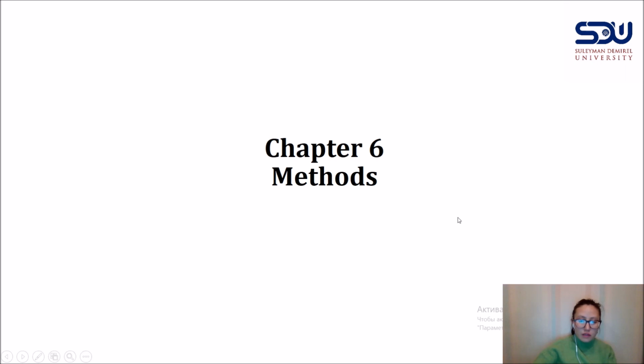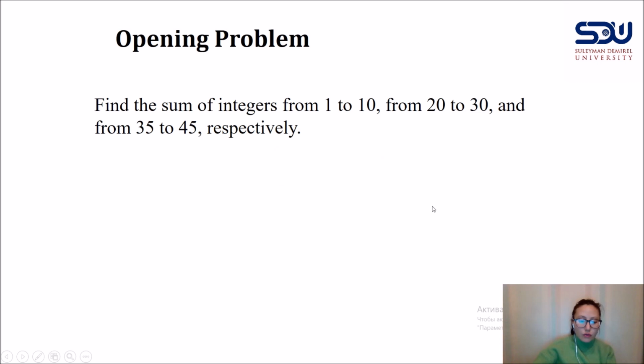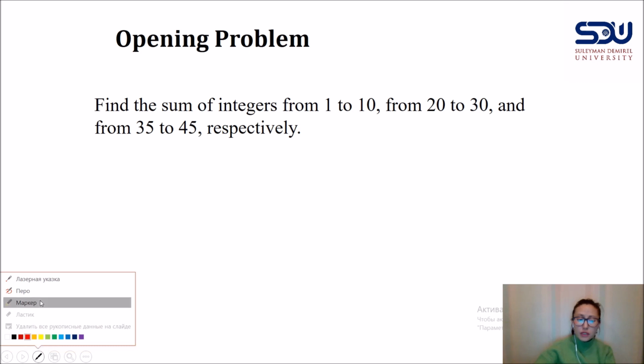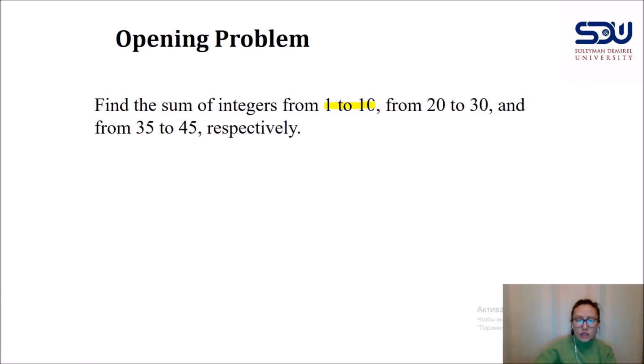Today we will cover the topic of methods, chapter 6. For this chapter, we have such a problem. Assume that you have to find the sum of numbers from 1 to 10, from 20 to 30, and from 35 to 45 respectively. How to solve this kind of problem?